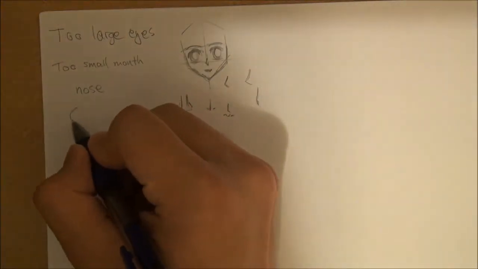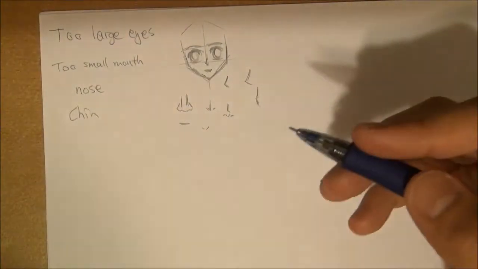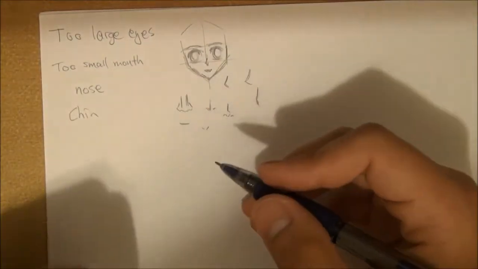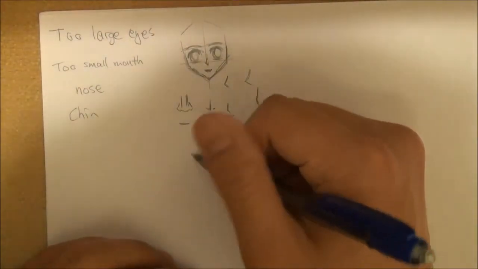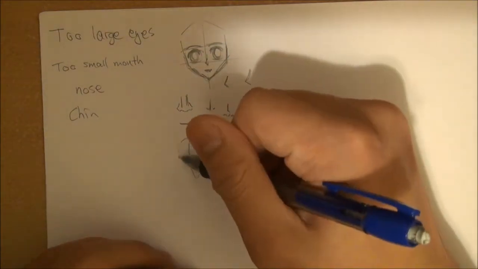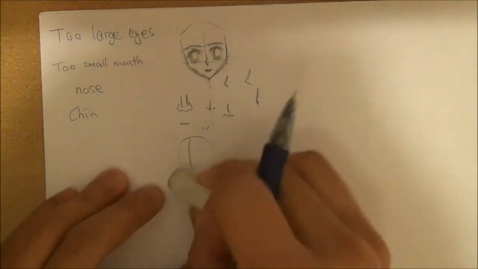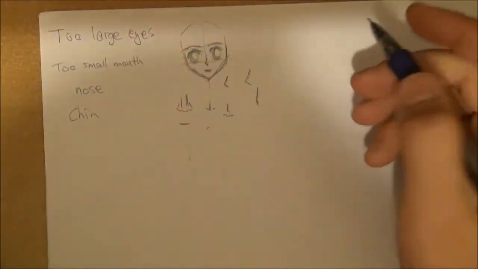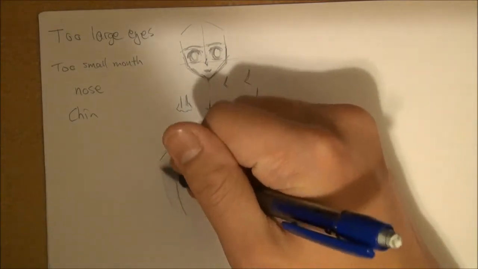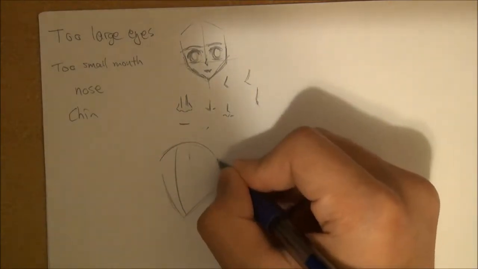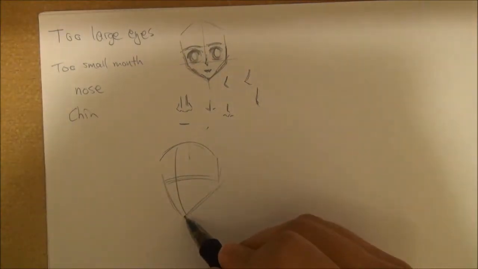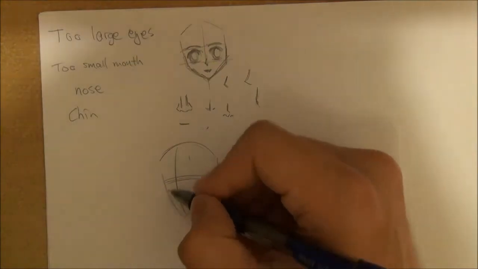And of course, the chin. This one is made by a lot of beginners when they are drawing the side view of a character. The side view. Okay, I think I will have to draw it a little bit bigger so that you guys can see it. The side view of a character. They draw the chin wrong, in the wrong place.